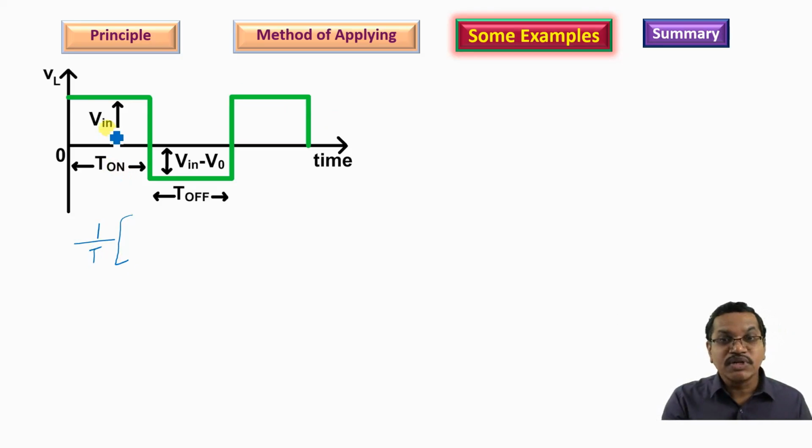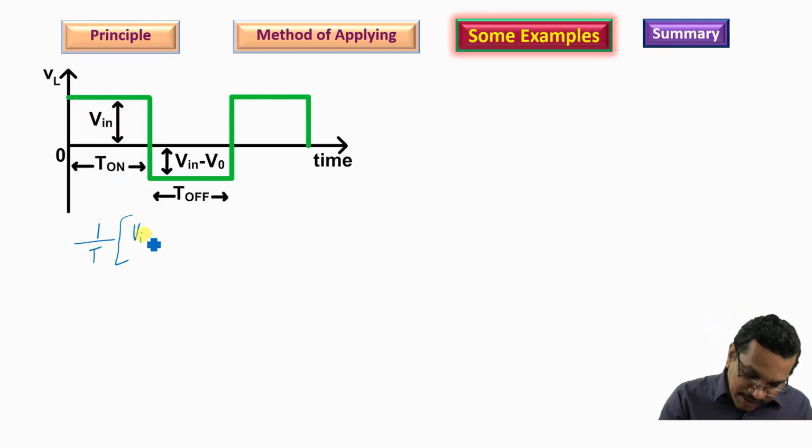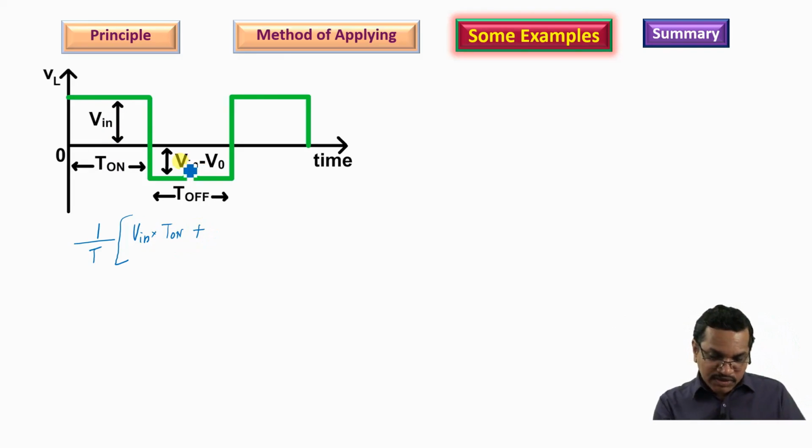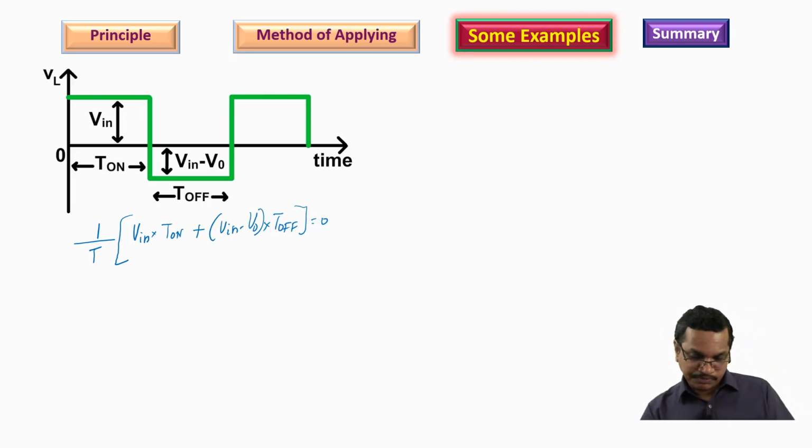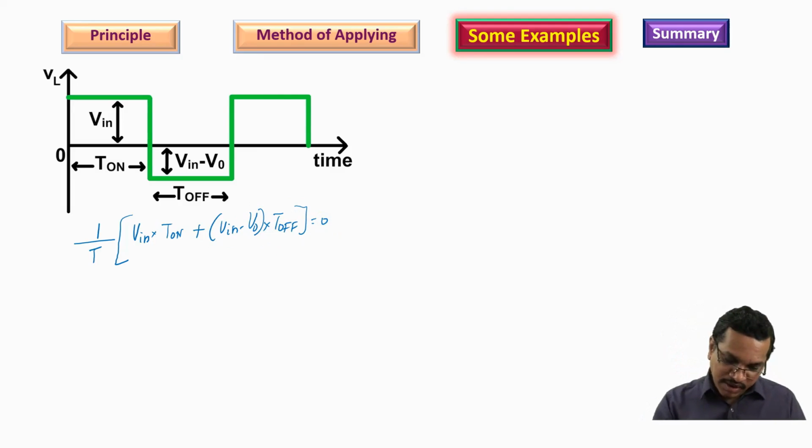VL on is actually equal to V in, that is what is specified here. So I will directly have V in into T on, plus the voltage across the inductor during off duration, which is V in minus V naught, multiplied by the off duration, equal to 0. This is the basic concept. Again, we can take T inside and then we can simplify.